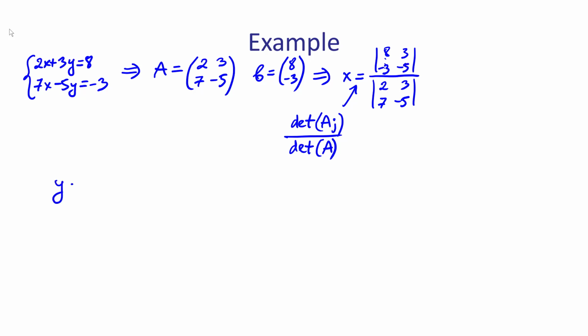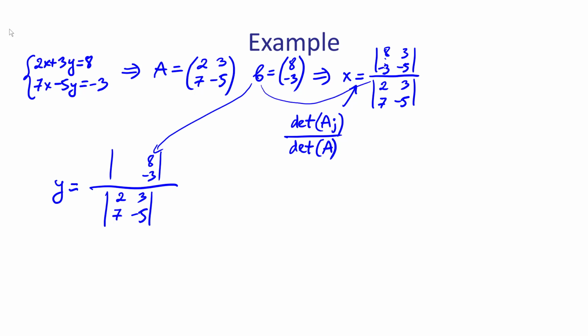Now, for computation of y, we are doing the same thing. Here is still the determinant of 2, 3, 7, minus 5. And here we're replacing the second column with 8, minus 3 from the B. And here we're copying the A matrix.